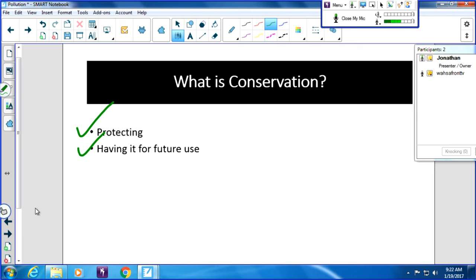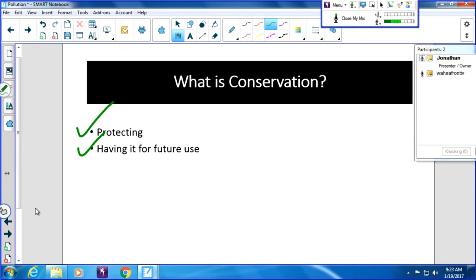That's generally the idea of conservation. We want to preserve, protect, and maintain for future use, and for future generations as well. Think about food. Food could be another example that we want to help preserve as well.